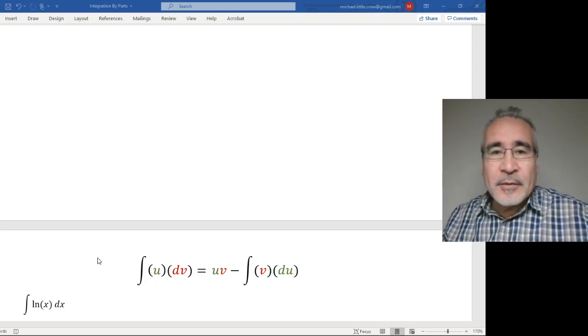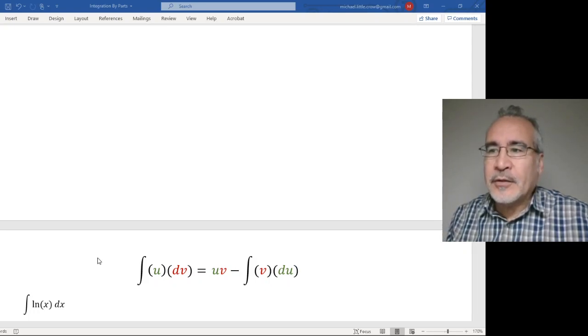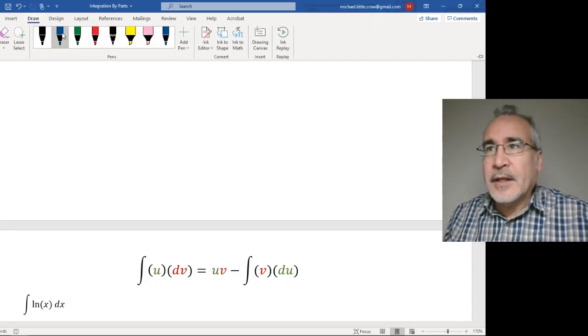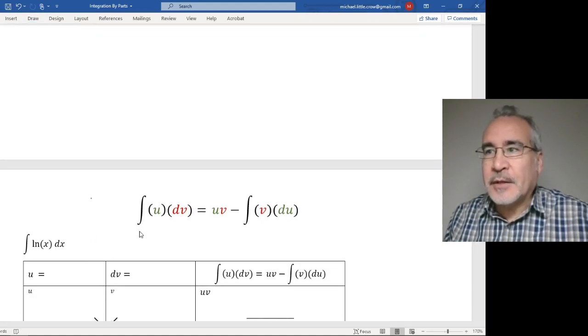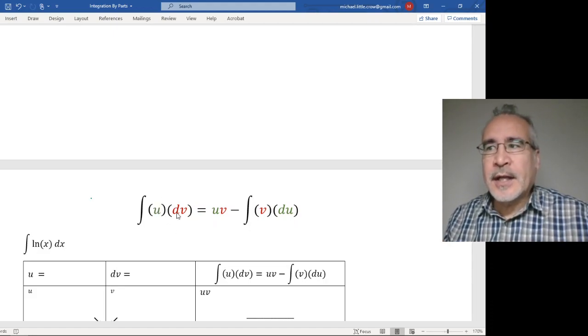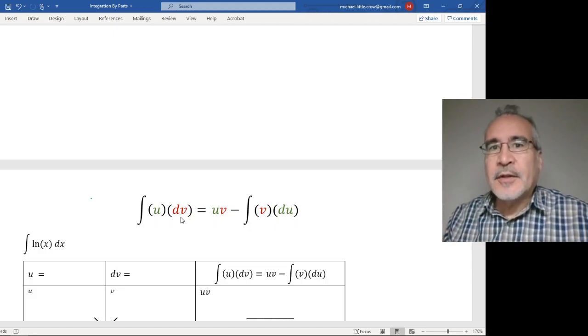The PowerPoint spends a lot of time going over trying to explain why this works, and that's the reason I'm diverting from the PowerPoint. What I want to do is just show the method, show it working. So on every integral, we're going to break it down into two parts, a u part and a dv part. And we're going to go through several of them so you can get experience with it.